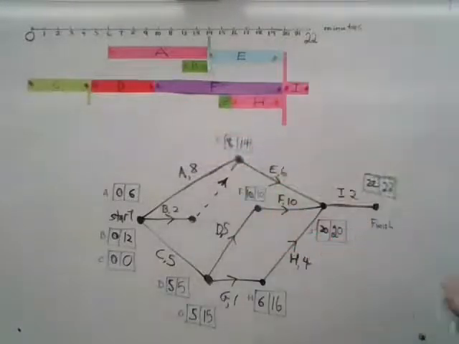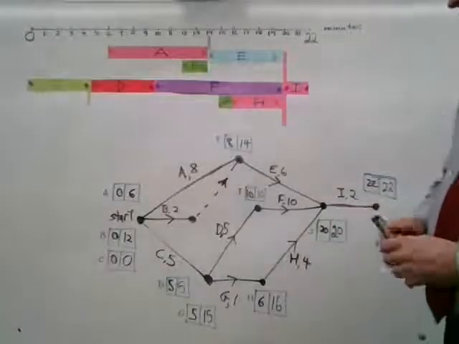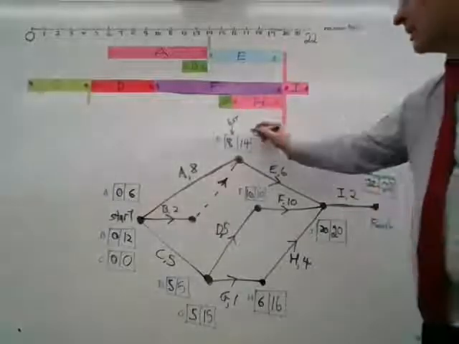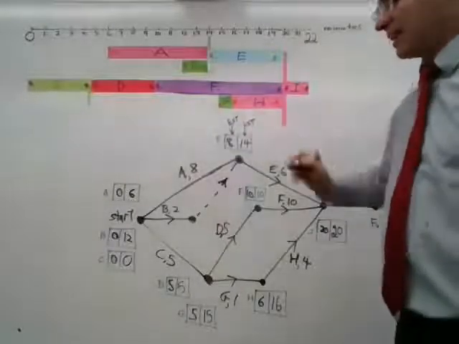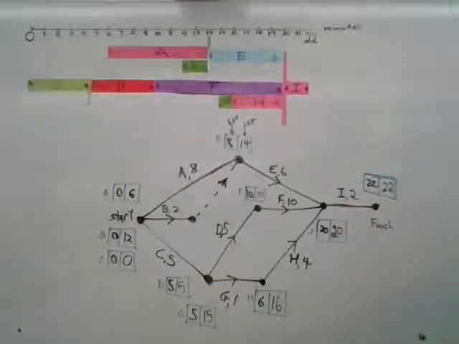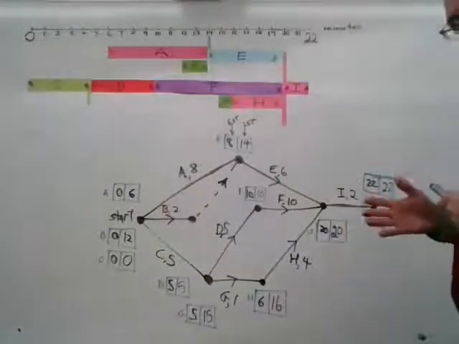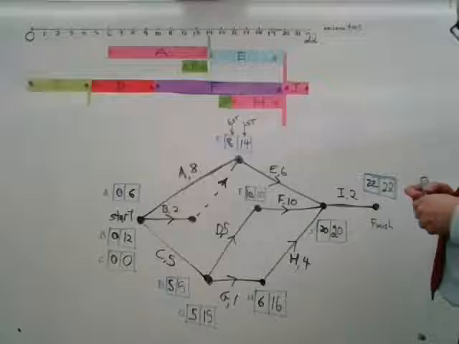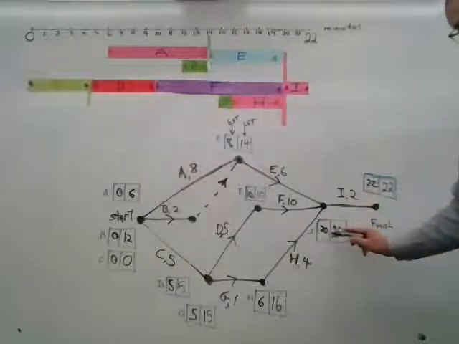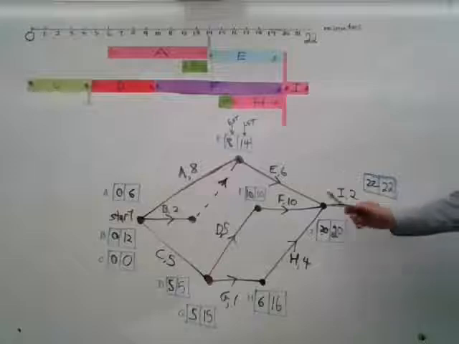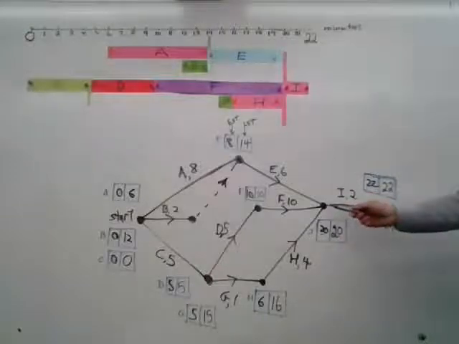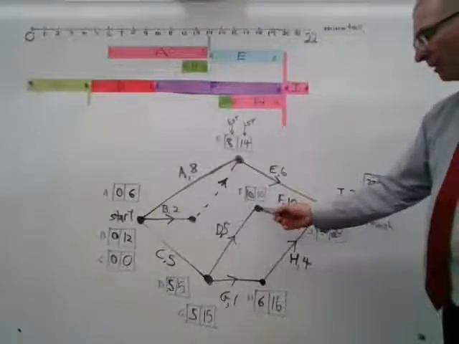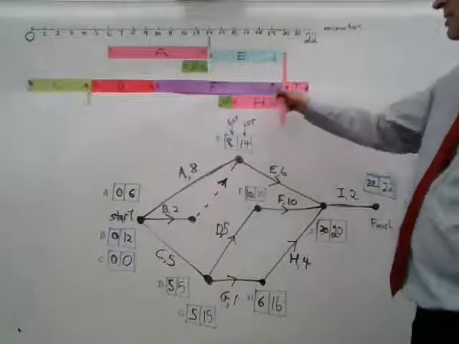So we filled in these little boxes here. The first number in each box is the earliest start time, and the second number is the latest start time. And any of the boxes that have the same numbers in them are lying on our critical path because there is no float time. For example, this one here has a 20 and a 20. That means that I lies on the critical path. F has a 10 and a 10. They're the same. There's no float time. F lies on the critical path, which is this one here.